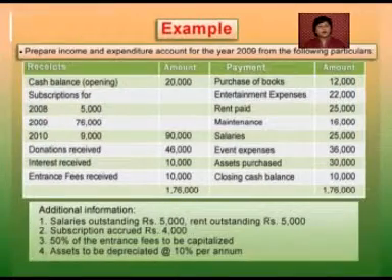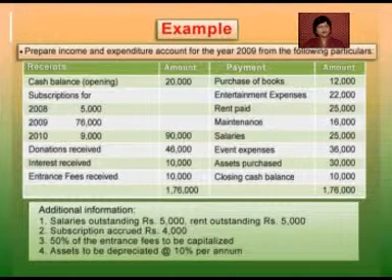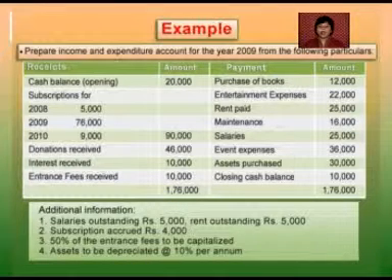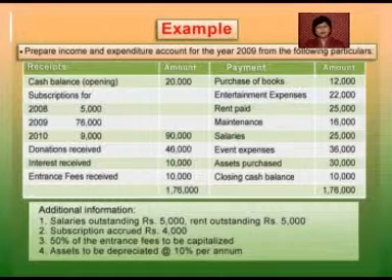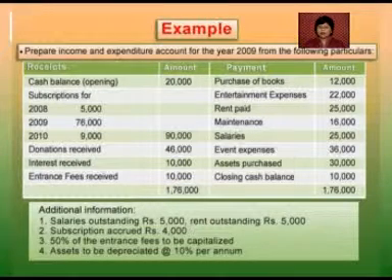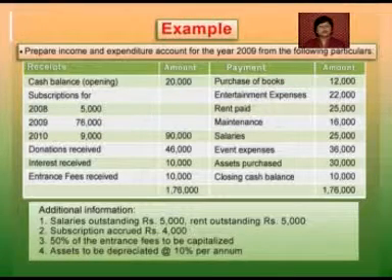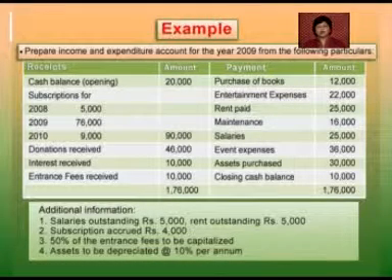Example, prepare income and expenditure account for the year 2009 from the following particulars. So we have cash balances, the opening balances, subscription for the year 2008, 9, 10, donations, interest received, entrance fees received, purchase of books, entertainment expenses, rent paid, maintenance, salaries, event expenses, assets purchased, and closing cash balances. And there is also additional information. Salaries were outstanding for rupees 5,000, rent was outstanding for rupees 5,000.